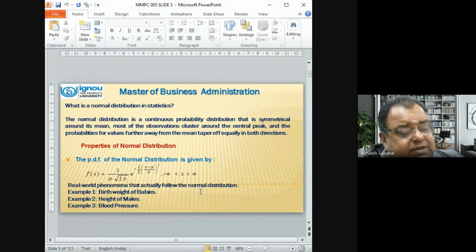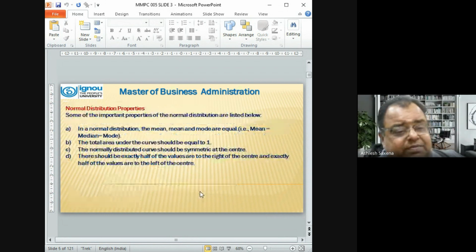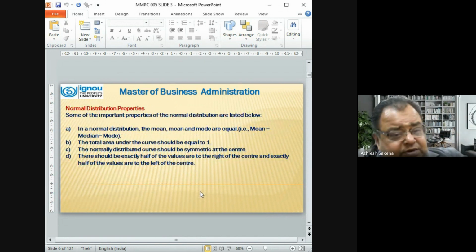Now the question arises, what are the real world problems where we are going to use the normal distribution? That is birth weight of babies, height of males, blood pressure, etc. We'll see how it is applied. And what are the properties of the normal distribution? In a normal distribution, the mean, mode, and median are all equal.